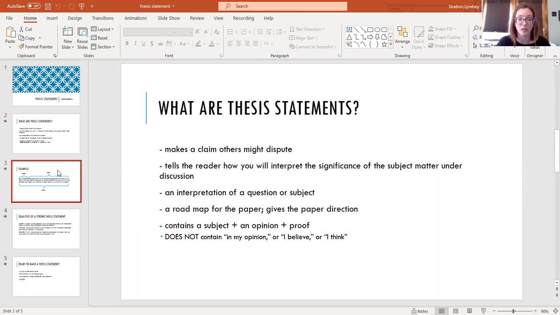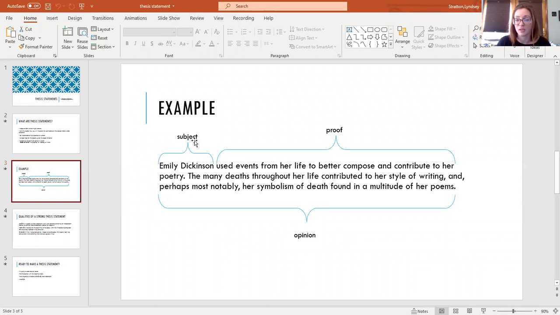All right, so I'll show you what it looks like. Here's an example. Emily Dickinson, who is the subject, used events from her life to better compose and contribute to her poetry. Many deaths throughout her life contributed to her style of writing, and perhaps most notably, her symbolism of death found in a multitude of poems. My opinion here was that all of the deaths in her life contributed to her style of writing and her symbolism. The proof, though, was that it is a fact that she used those events, but what I was going to prove was that that's what contributed to her style, not necessarily what she actually wrote, but her style of writing and her symbolism.